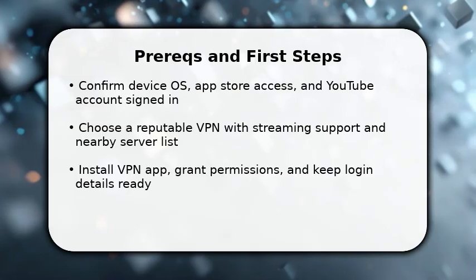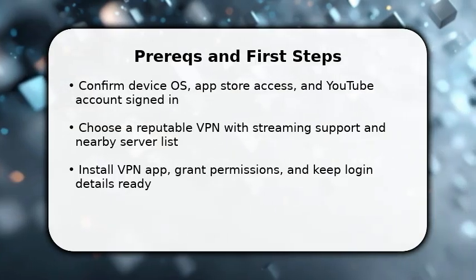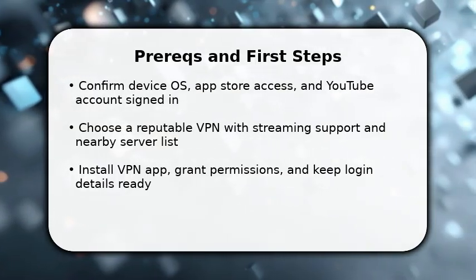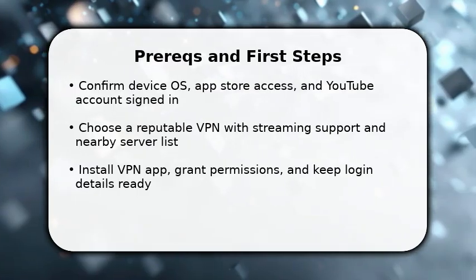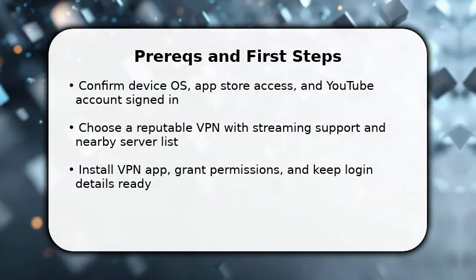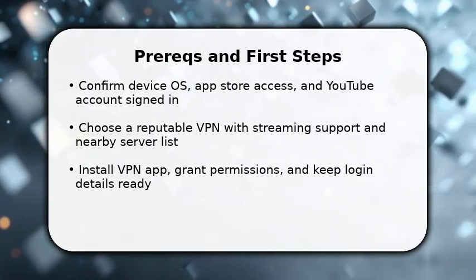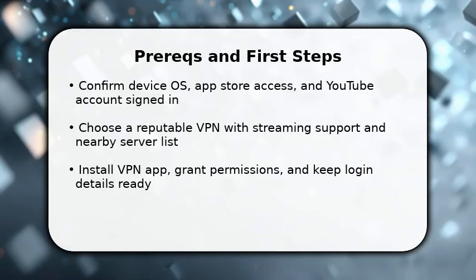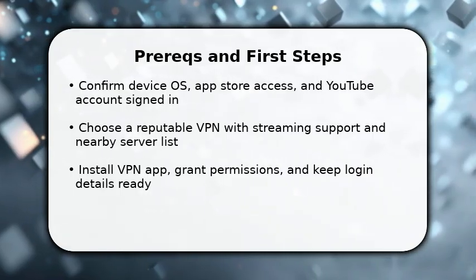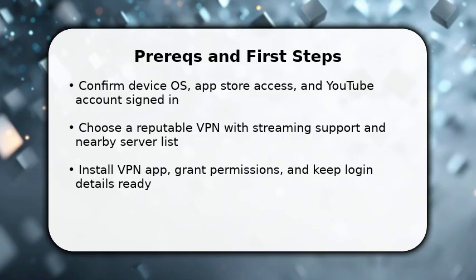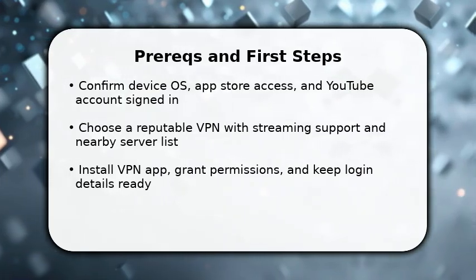You start by confirming basics: your device OS, App Store access, and that YouTube is signed in. Next, pick a VPN known for streaming and low latency so videos play smoothly. Once chosen, install the VPN app and grant required permissions. Make sure you have your account credentials handy. You're not wasting time. This gets you to a live connection quickly.